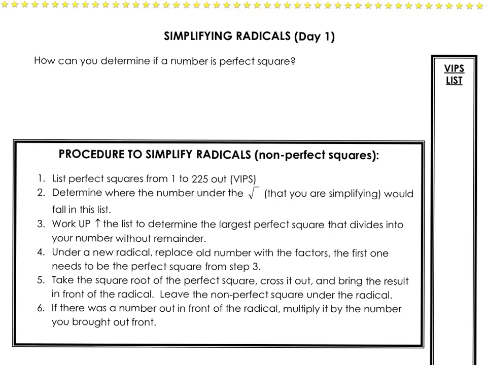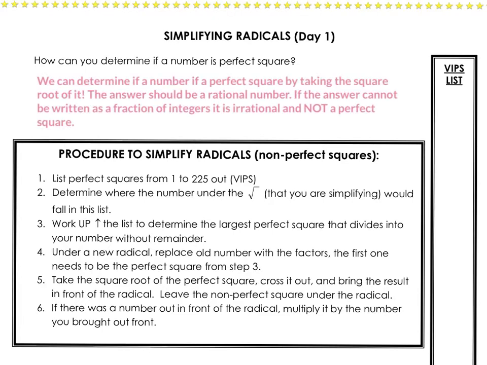So our perfect squares are numbers when we square them. We can determine if it's a perfect square or not by taking the square root of it. The answer should be a rational number. If the answer cannot be written as a fraction of integers, it is then irrational and therefore not a perfect square.